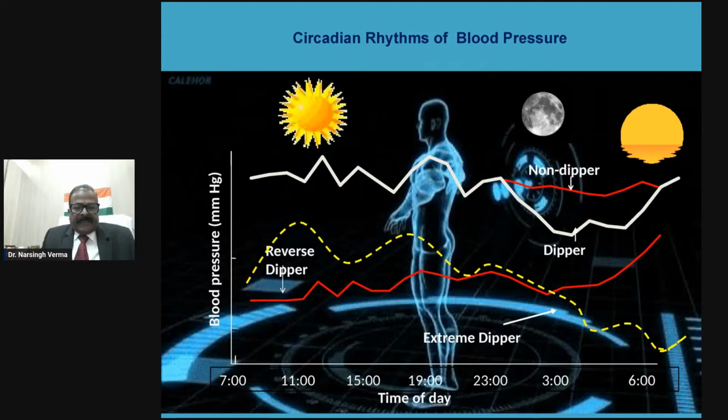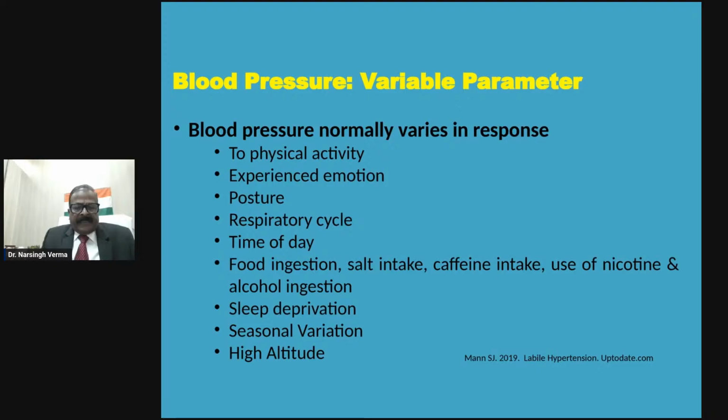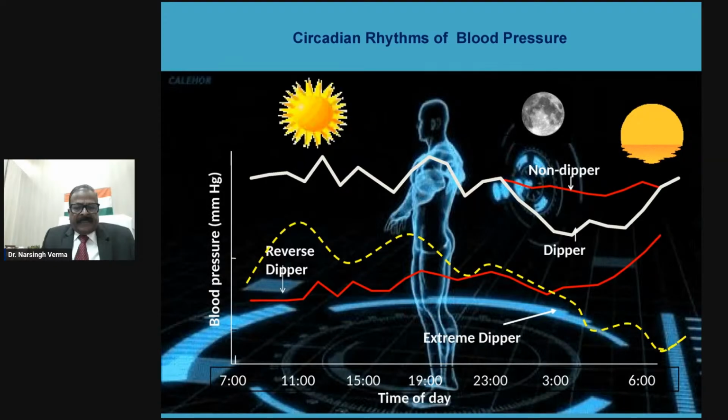It has been seen that the dipping pattern is important, and we all know that if the dipping is not there, it is again a risk factor. Not having dipping is a risk factor. This has been seen. And the reverse dipping pattern is very hazardous for health, especially cardiovascular health.